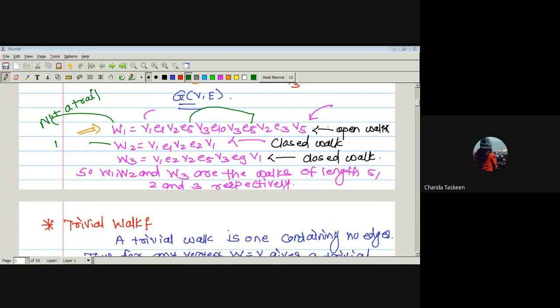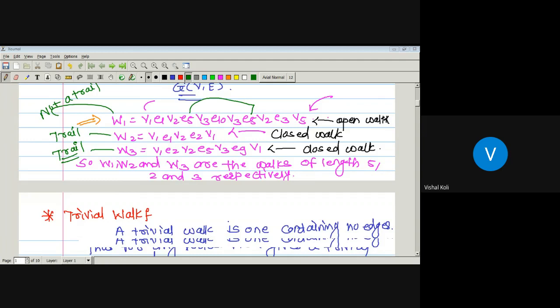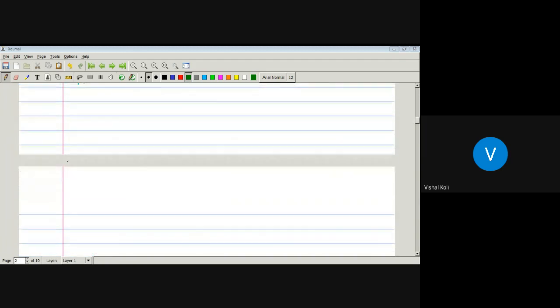This one is a trail. And the last one? This one is again a trail. Okay. Now the next one is nothing but a path.